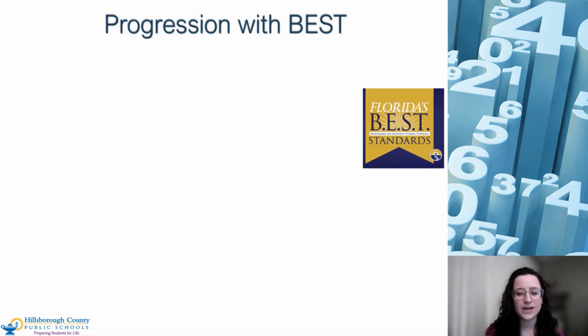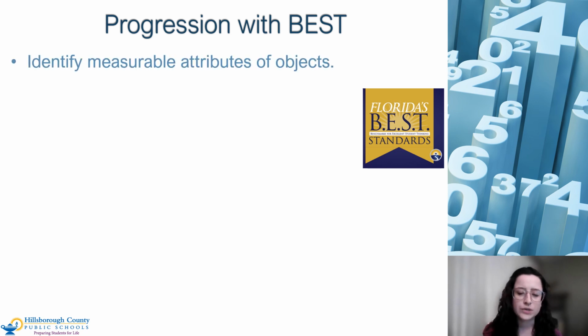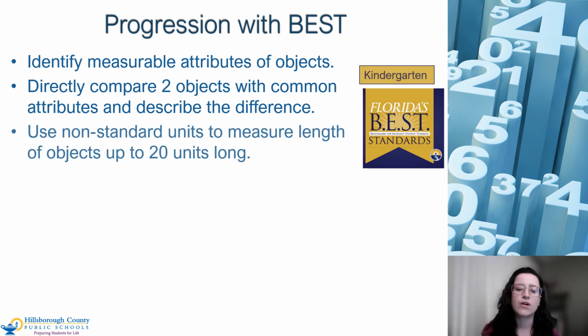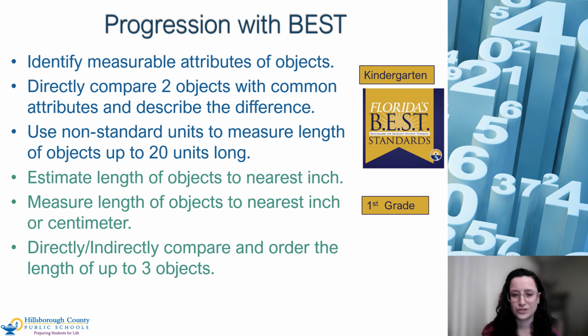Welcome back. Let's take a look at the measurement progression within BEST. In kindergarten, students are expected to identify measurable attributes of objects, directly compare two objects with a common measurable attribute and describe the difference. They're also expected to use non-standard units to measure the length of objects up to 20 units long. This learning will continue in first grade, where students will be expected to estimate the length of objects to the nearest inch.